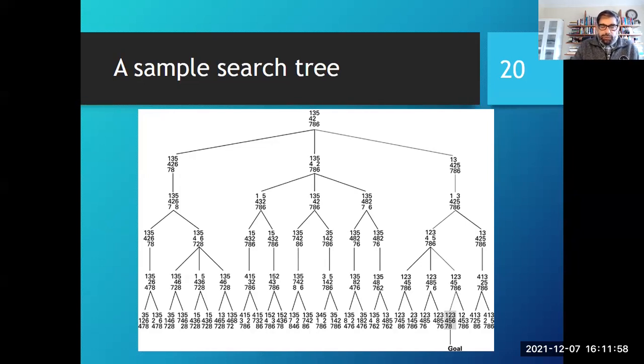If you look at this search tree, you can see that it starts from a particular state. For example, when we pick up the puzzle, it was in this state: 1, 3, 5, 4, 2, 7, 8, 6. And we want to arrange it in its goal state, which is shown down here. So one of the techniques is to construct a search tree.